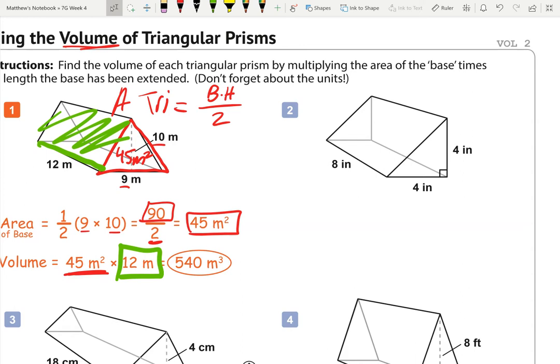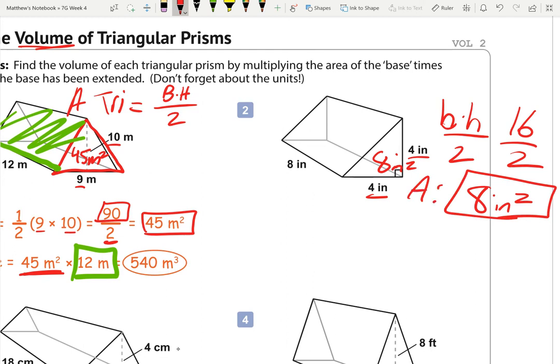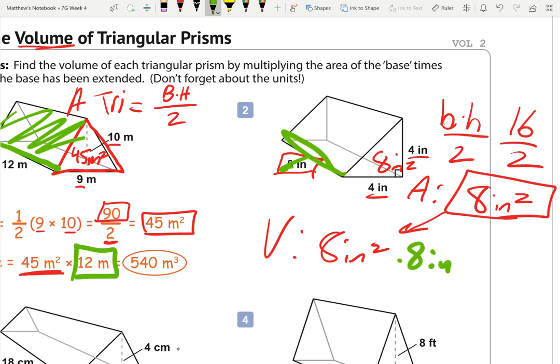and multiplying. And so here we're going to do 4 times 4, our base times our height, and then divide it by 2. So that's going to be 16 divided by 2, which gives us 8 inches cubed for our area. And now we're going to take that area and plug it into our volume formula of simply multiplying it by that other side of, hey, look at this, it's also 8. So we're going to take that 8 inches, and here we're going to get 64 inches cubed. 8 times 8 equals 64.